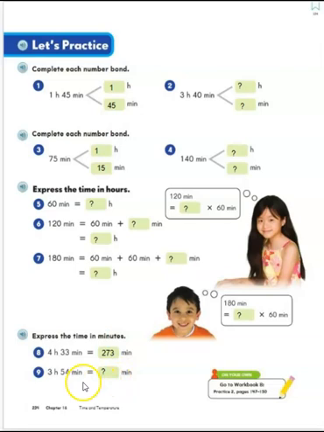Okay, and then you'll do the same thing for this one right here. And I'm just going to go ahead and fill in these guys so your little helper friends can help you out.